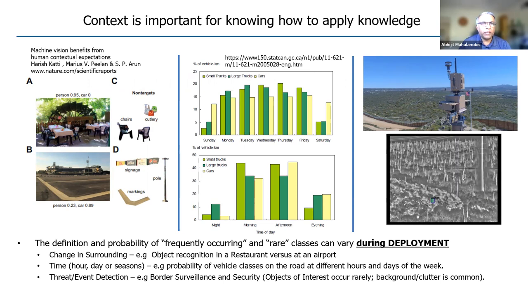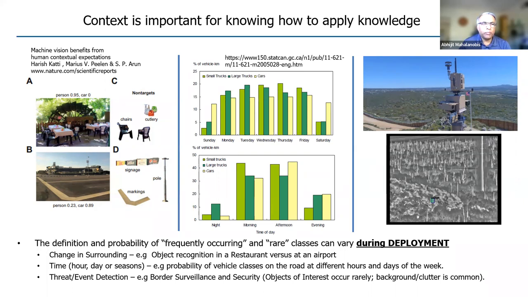As an example, there's a reference here. This paper, I think, was published in Nature sometime back, showing that context is important for knowing how to apply knowledge. And as humans, we all know that this is a big part in how we make sense when we look at things, right? So this diagram shows that depending on your environment or your time of day or season or location or some prior knowledge, you will temper or put some sanity check on what you believe you're seeing, right?